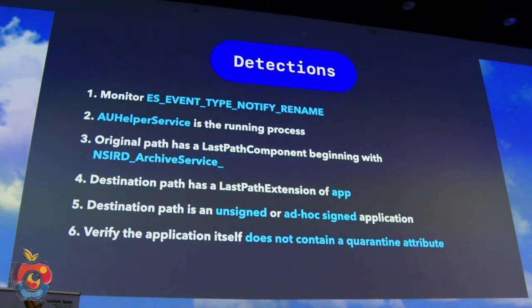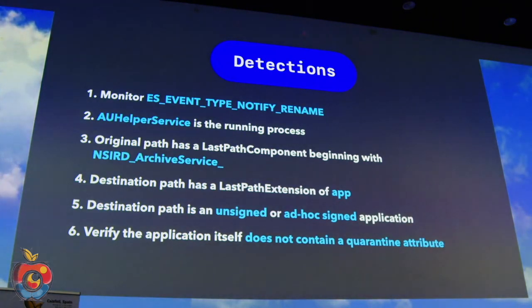Let's explore how we can go about detecting this activity using Apple's Endpoint Security. We can monitor for ES rename events, where the running process is AU Helper Service. Checking that the original path has a last path component beginning with NSIRD archive services. That will be an indication that there is an auto-renaming of the temporary directory.